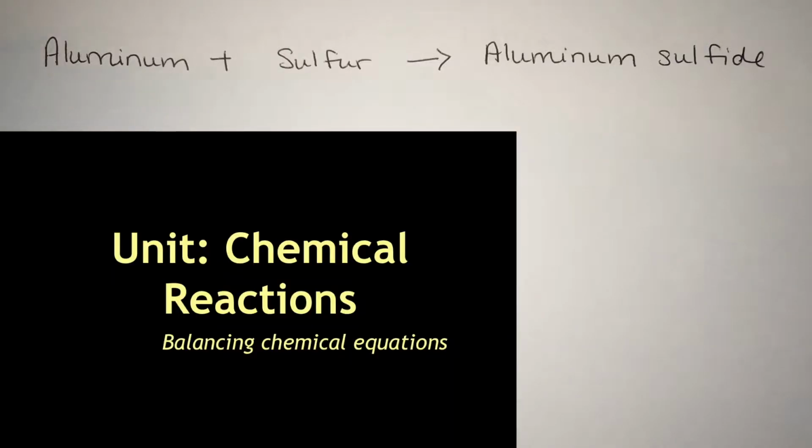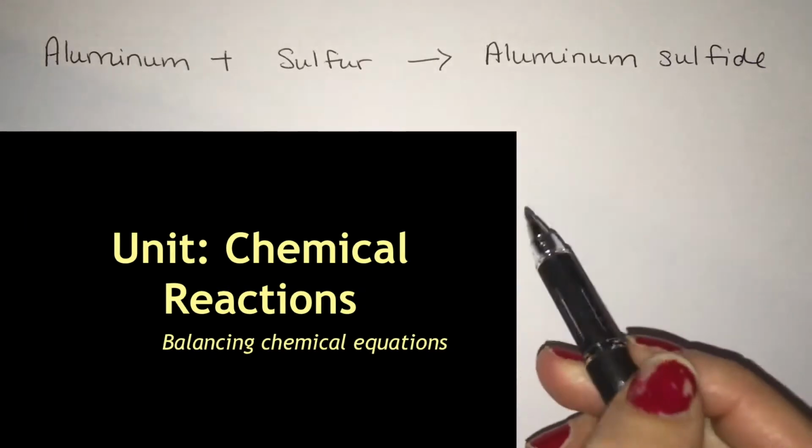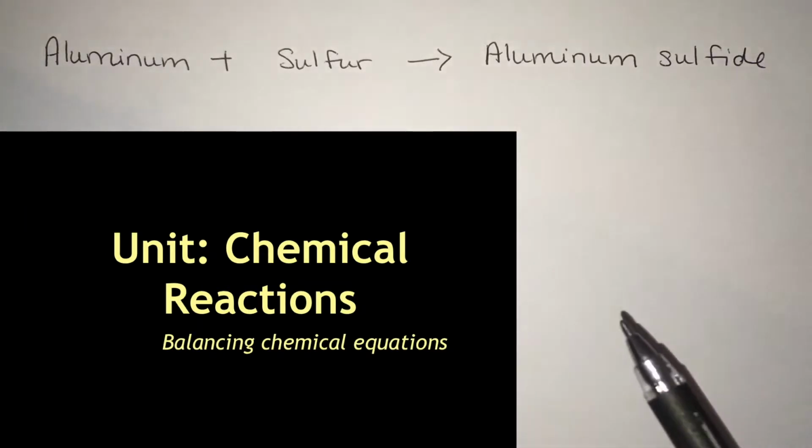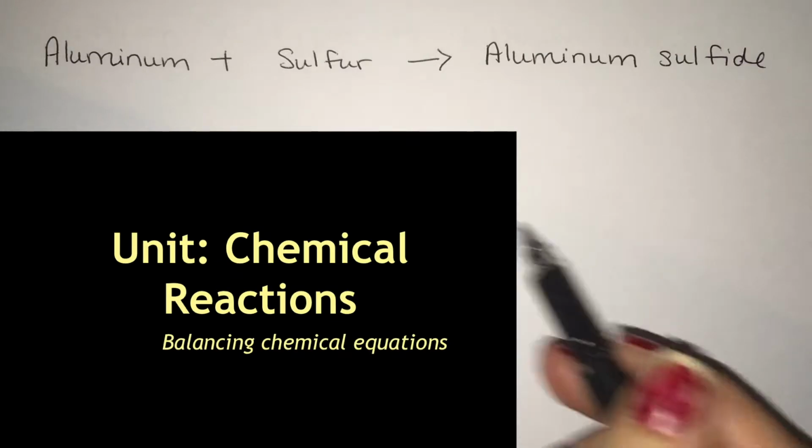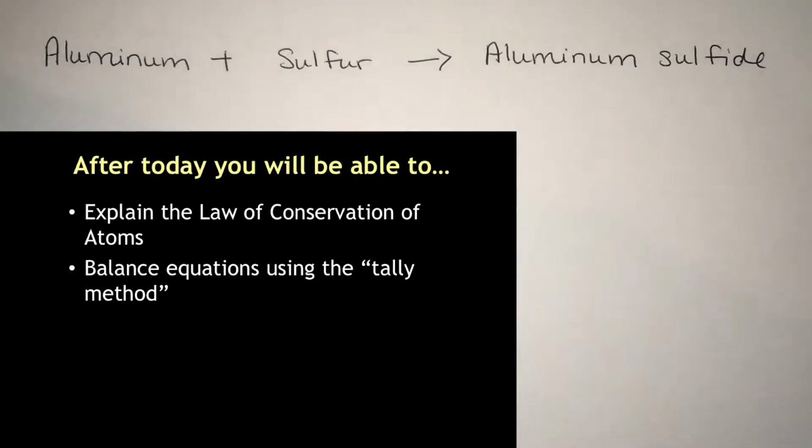Okay, today we are going to do our second lesson on chemical reactions. Yesterday we went over diatomic elements and how to convert word equations, like what is shown on the paper, to formula equations, and today we're going to learn how to balance that. After today, we're going to be able to explain the law of conservation of atoms, and we're going to balance equations using the tally method.